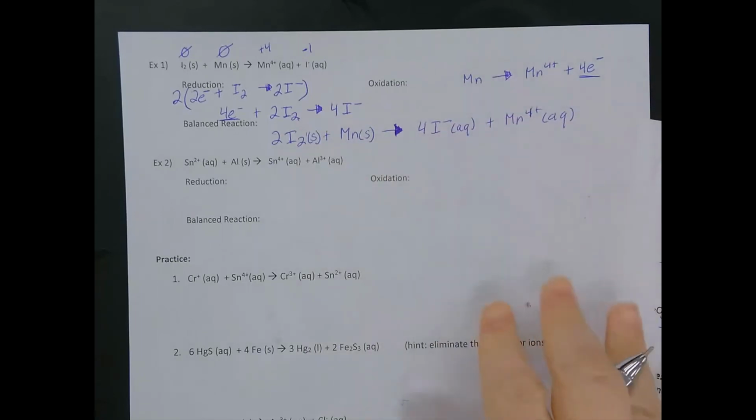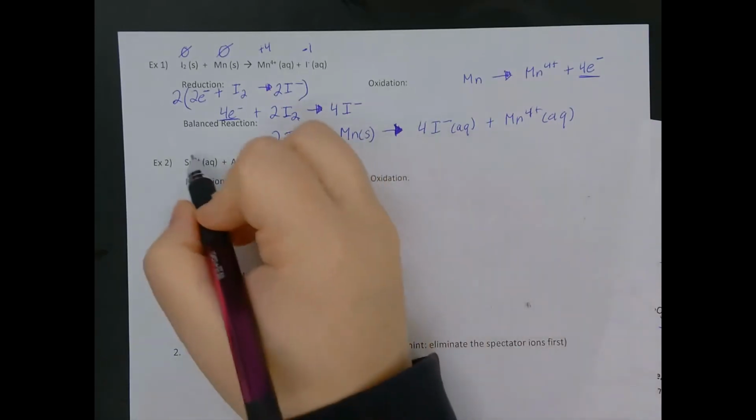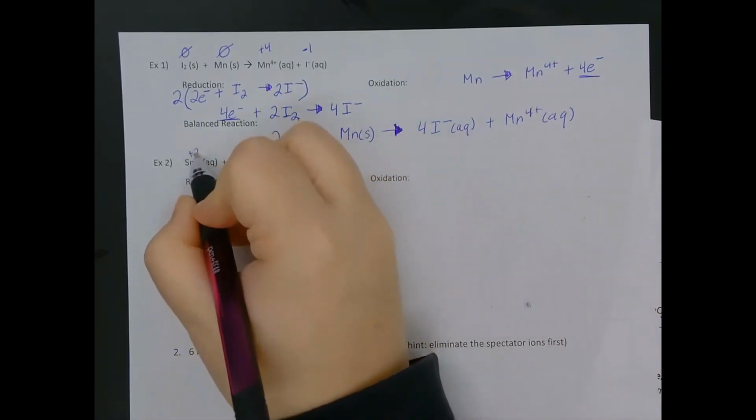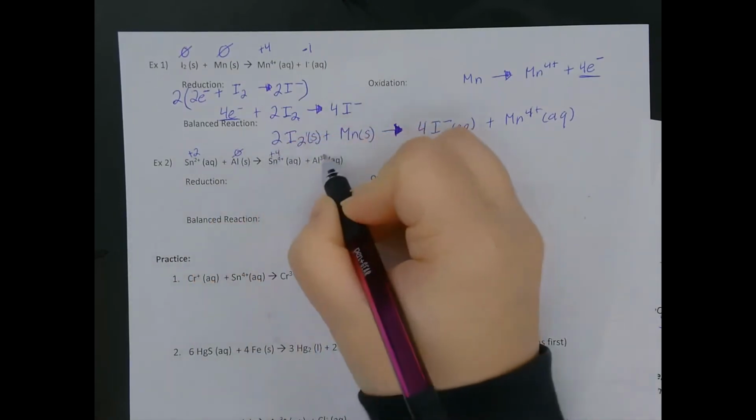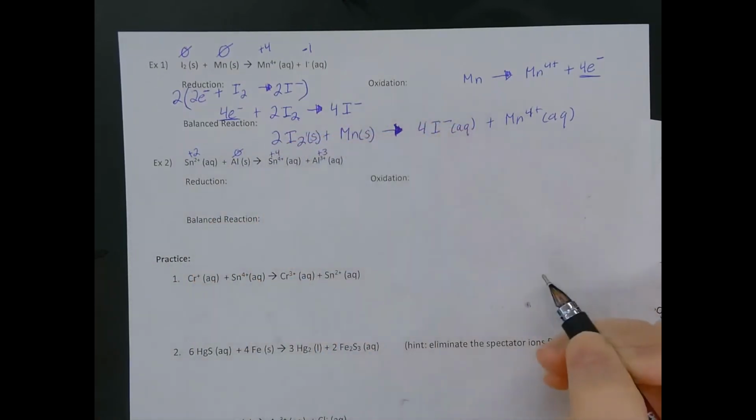Alright, let's try one more. Maybe pause the video and try this one on your own and then come back and check it. Alright, so hopefully you've checked it. So we should have oxidation numbers +2, 0, +4, and +3.